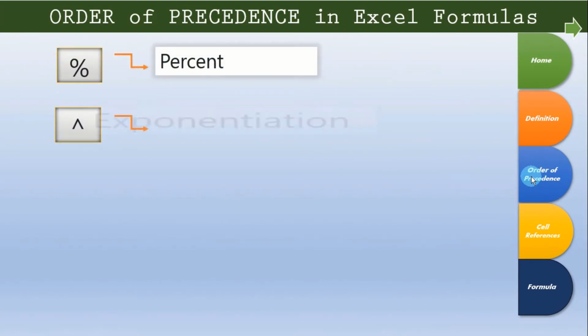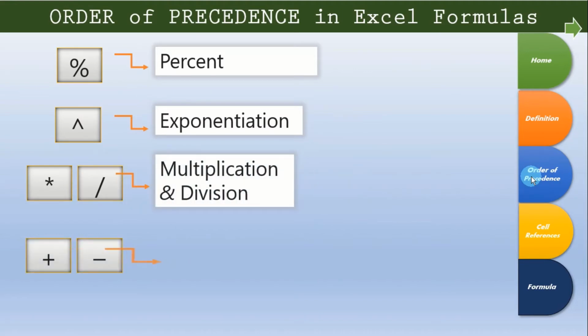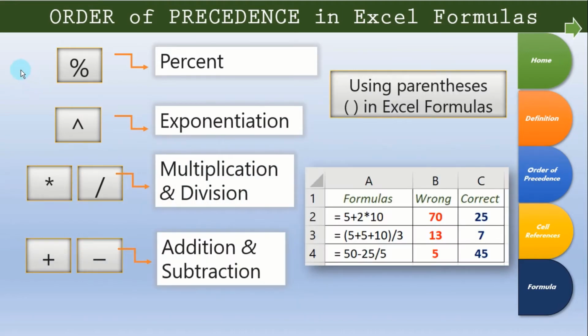So there are operators in Microsoft Excel formulas, and there is what we call order of precedence. So first we have the percent. This is the symbol that we'll use to signify a percentage. The second is the exponentiation. This is the symbol for the exponent. The third is the multiplication and the division. The multiplication and the division are of equal priority. That means whichever of the two comes first in the equation will be performed first by Excel.